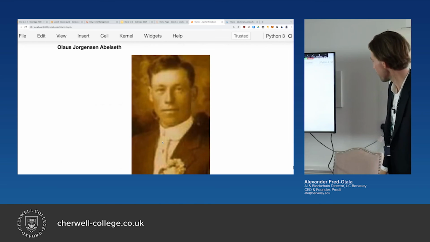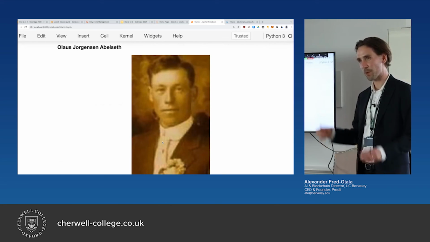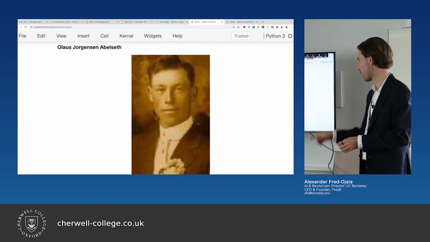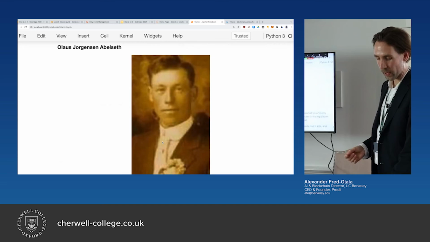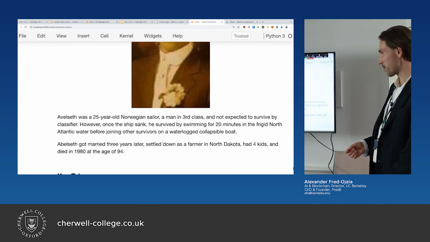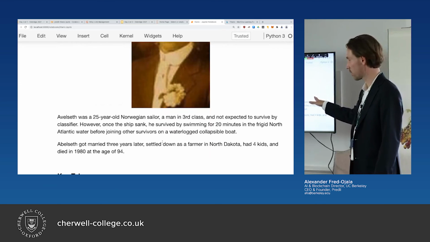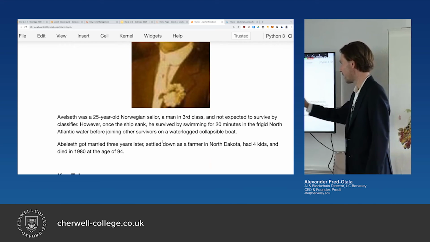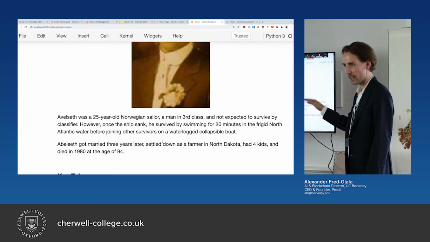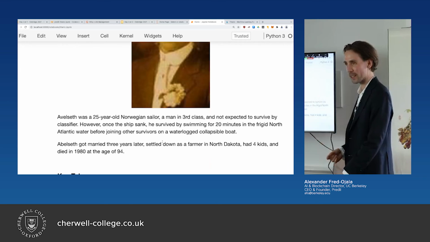We also have Olaus here. He was a Norwegian sailor. He was from the working class. He was in the age group that was very unlikely to survive. And all of our machine learning algorithms, again, predict that he was going to die. However, he jumped from the ship into the freezing cold Atlantic water. He swam for 20 minutes, and then he reached a lifeboat.